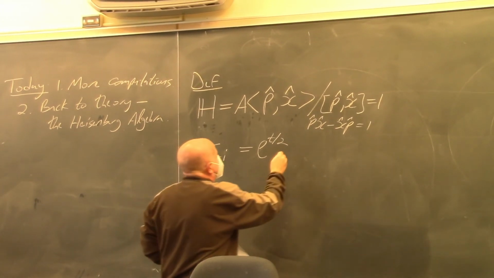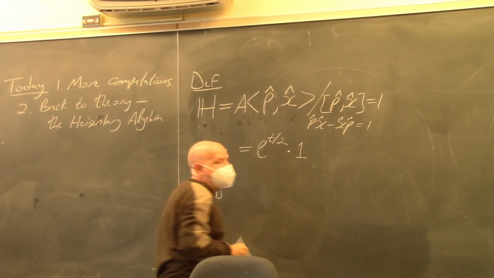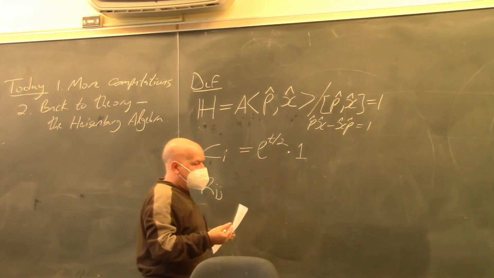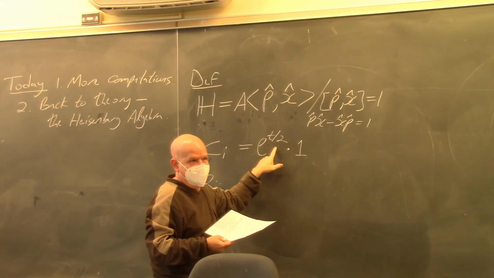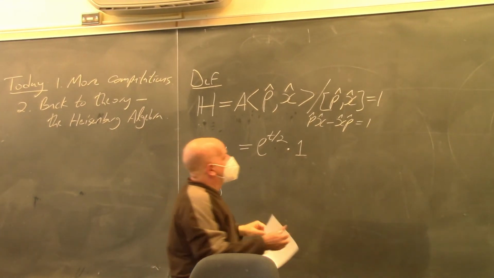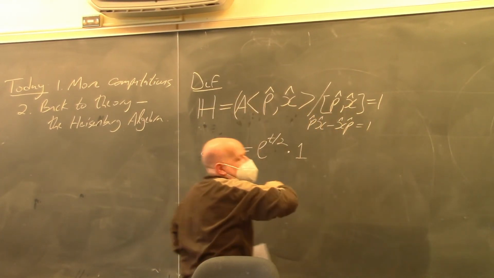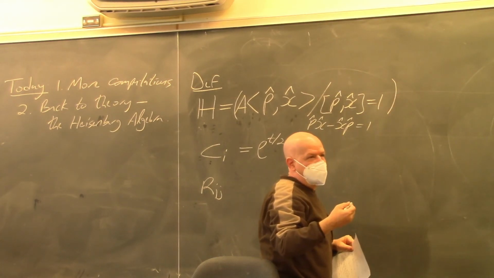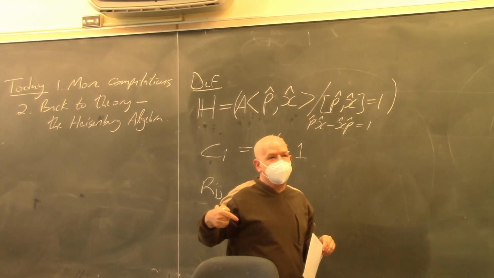And to be precise, it's e to the t over 2 times the unit. And you have to ask me, what does e to the t mean? Where am I working? So really, I'm not working with the Heisenberg algebra. I'm working with the Heisenberg algebra to which you adjoin a small parameter t.